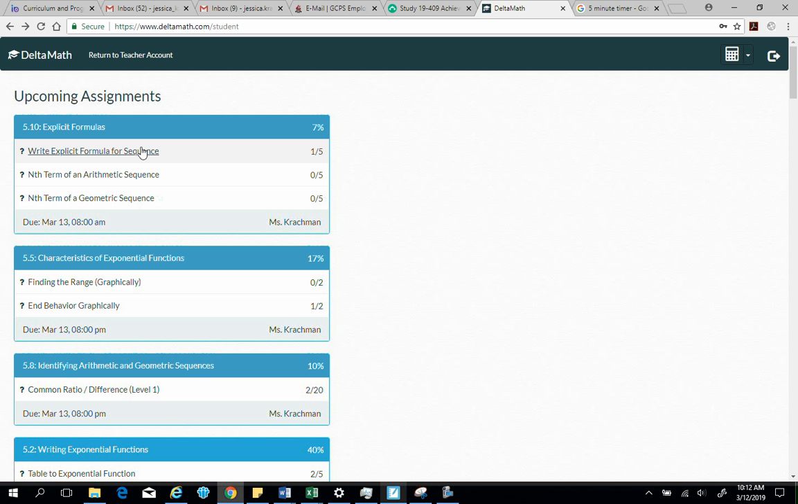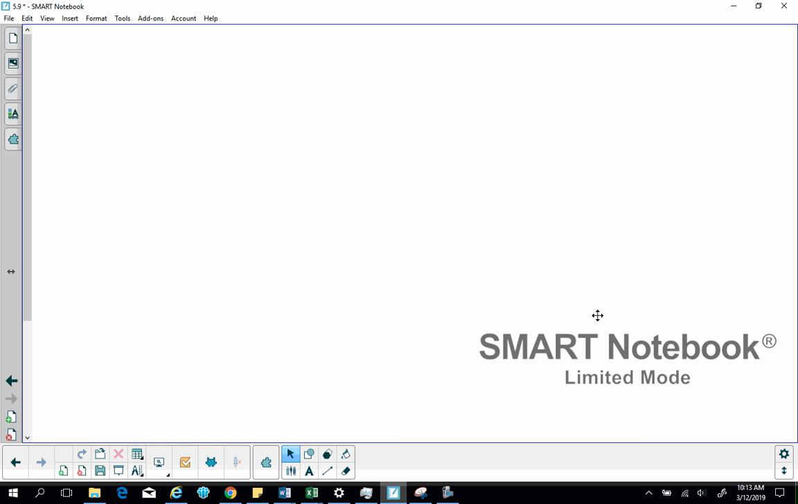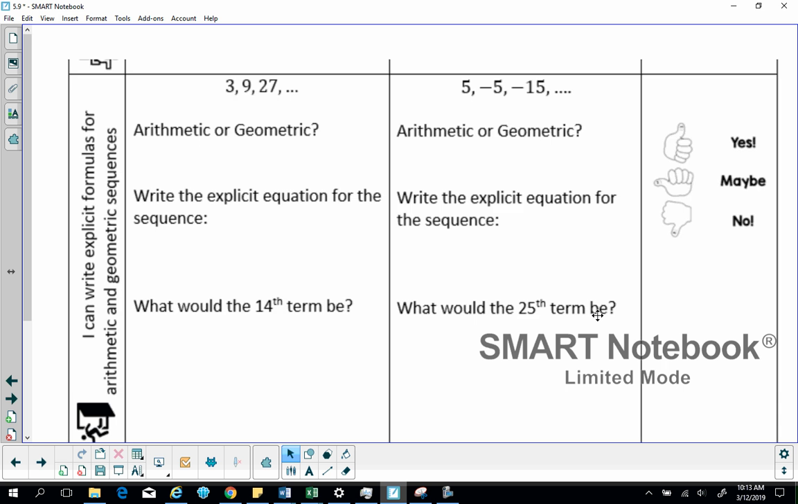Any questions about any of those three? No, yes, maybe. Okay, so once you've got your stamps, and I'll come around and stamp in a second, your ticket out the door is the bottom. They're asking, is it arithmetic or geometric for each one? Write the explicit equation. This one's asking what the 14th term would be. This one, the 25th term. When there's 5 minutes left in class, I'll just make sure everyone's doing it.